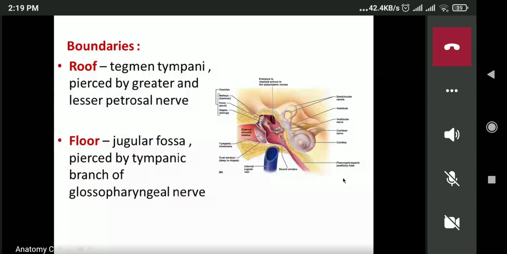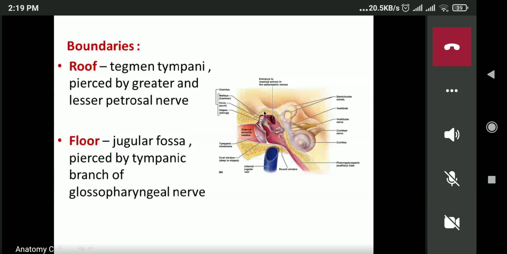Now come to the boundaries. It is important and can be asked in SAQ as well as MCQ. The middle ear cavity consists of a roof, which is formed by the tegmen tympani bone. The roof is pierced by the greater petrosal nerve as well as the lesser petrosal nerve. In all the walls of the middle ear cavity, you will find nerves.